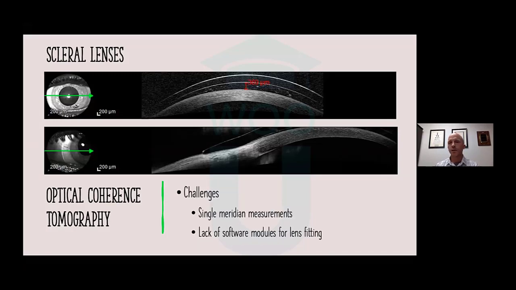Some of the challenges, though, with OCT and using that type of instrument for scleral lens fitting and design are, number one, that we just have these single meridian measurements at a time. So it can be kind of time consuming or quite exhausting if we're trying to take 7 or 8 measurements around the eye on a particular fit. And then also, at least currently right now, there's a lack of software modules for direct lens fitting.